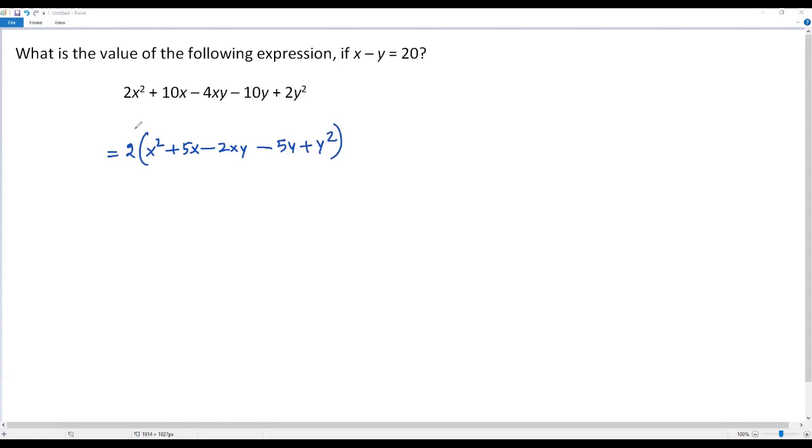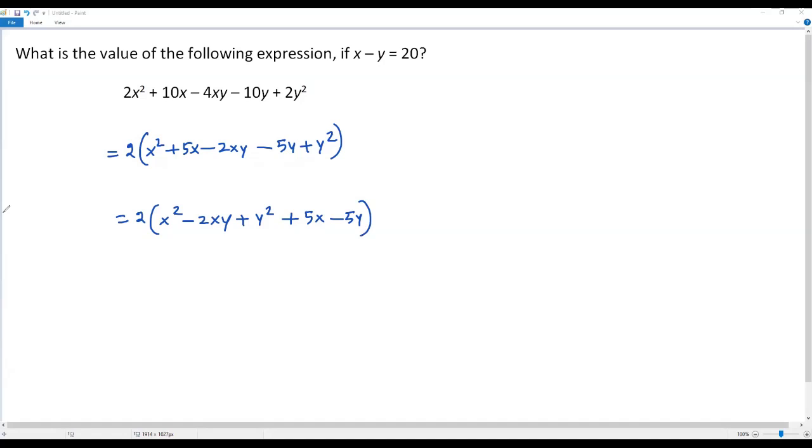Once 2 is factored, to get the stuff inside the parentheses, we have to divide each term in the expression by the one I factored, that is 2. When I divide 2x squared by 2, I'm just getting x squared. When I divide positive 10x by 2, I'm getting positive x. In the same way, we can get the rest of the expression. Now 2 times, we can write this x squared, negative 2xy and positive y squared together, and we can write this positive 5x and negative 5y at last. That is positive 5x and negative 5y.